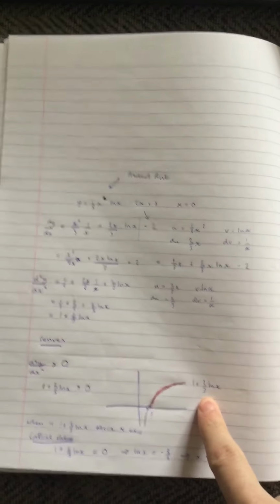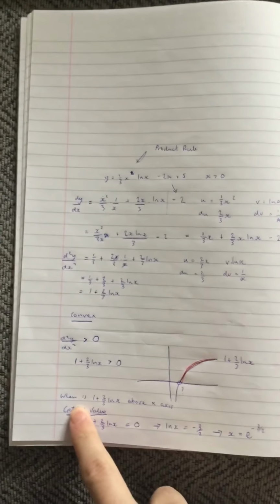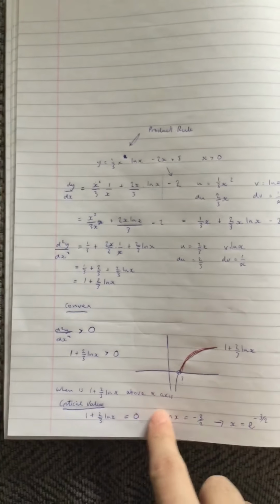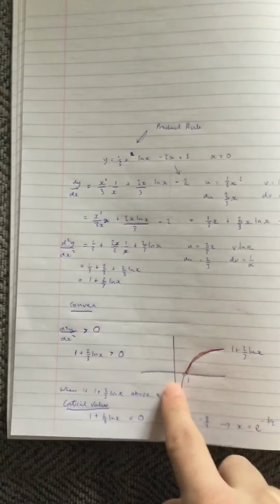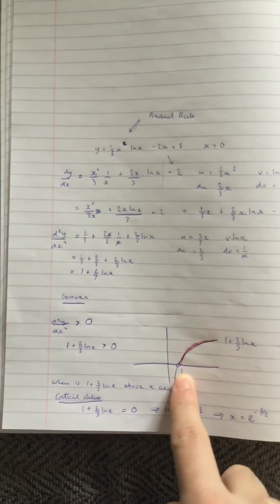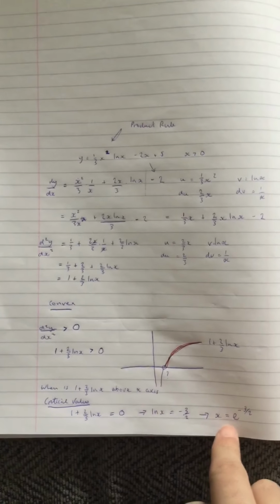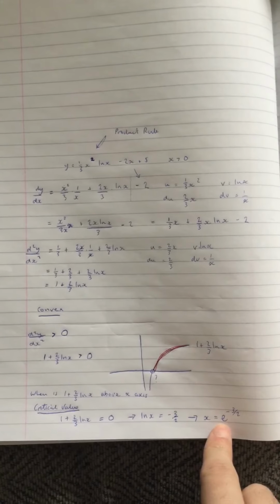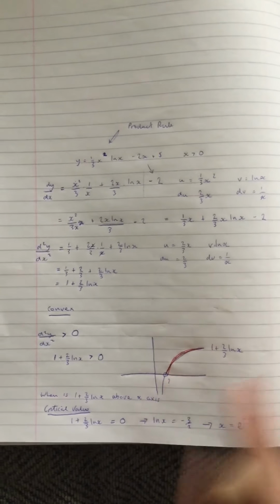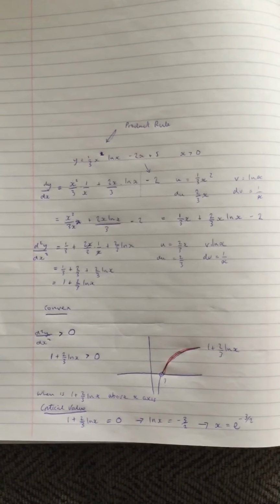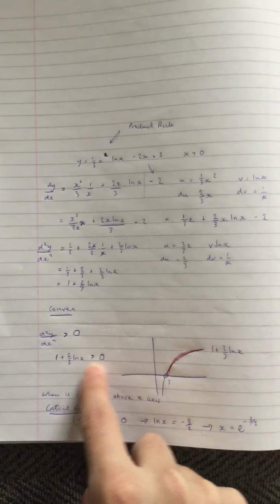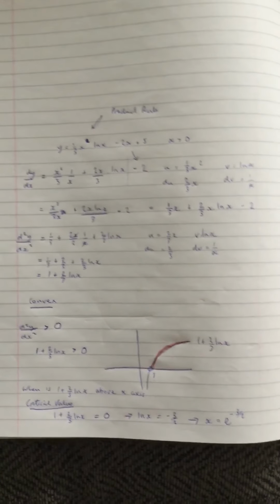So here's my sketch for 1 add 2/3 ln x. When is 1 add 2/3 ln x above the x-axis? Well, that would be when it's greater than 0, so that's what we're interested in there, and that's this red bit. So clearly we're interested in what this x value is, the root here. It's the critical value, so we'll just solve that. We can see that the critical point is x equals e to the minus 3 over 2, and any x values bigger than e to the minus 3 over 2 will result in a 1 add 2/3 ln x value that is bigger than 0, and that's what we're being asked to show.